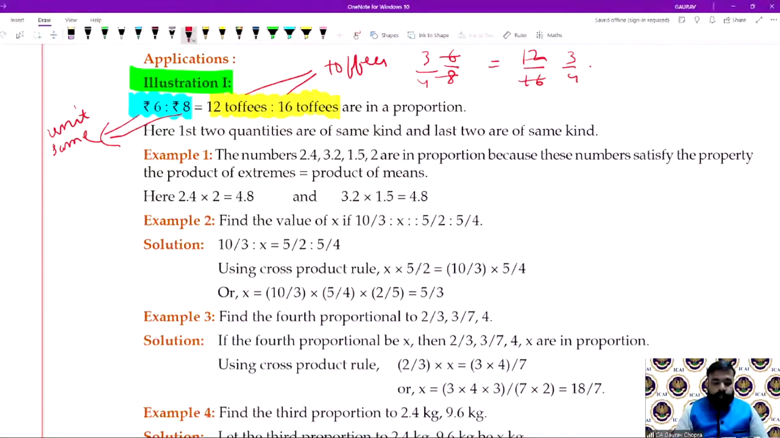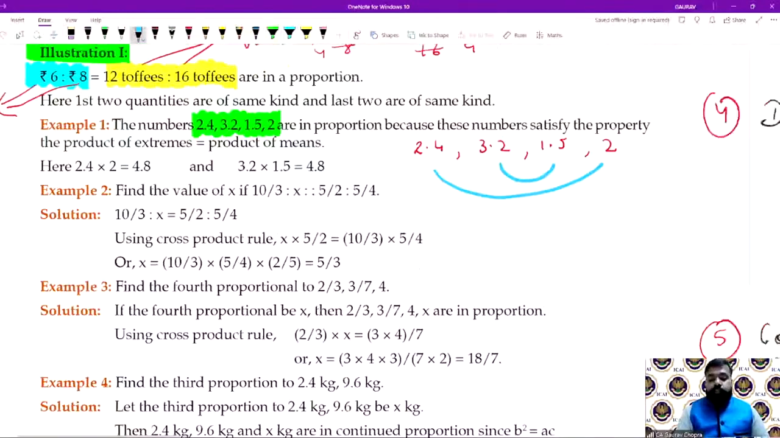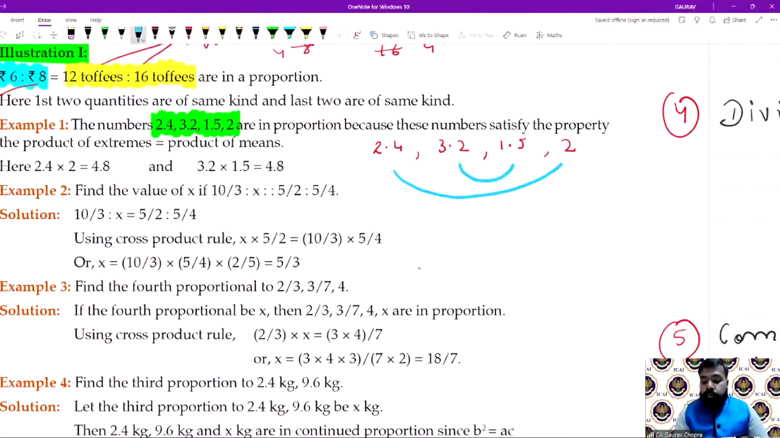All right. Now, example number 1 says the numbers 2.4, 3.2, 1.5, and 2, these 4 numbers are in proportion. Now, if the question is asking whether they are in proportion or not, then what is the simple way to solve it? Just apply the cross product rule. So 2.4, 3.2, 1.5, and then 2. So the product of means should be equal to the product of extremes. So we can multiply them. 2.4 multiplied by 2 becomes 4.8. On the other side, 3.2 multiplied by 1.5 is also 4.8. So both the sides are equal. LHS is equal to RHS. And whenever these two are equal, they are in proportion.